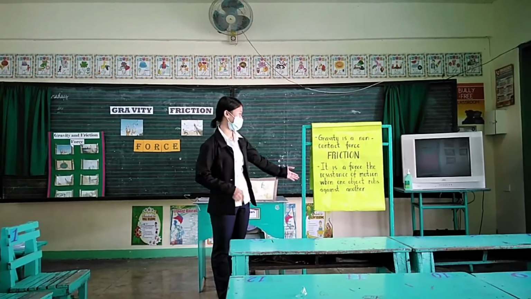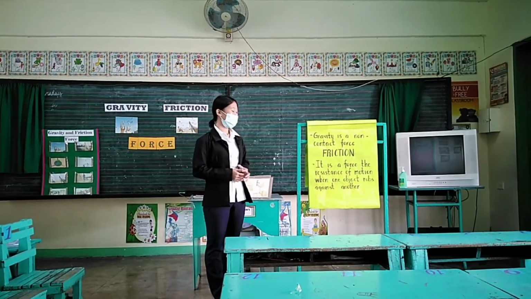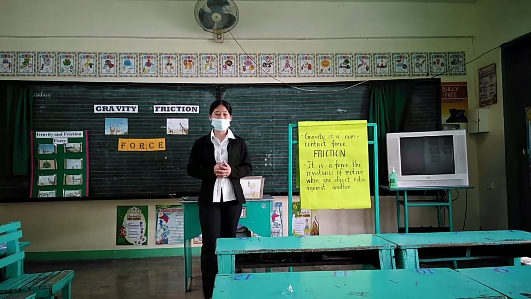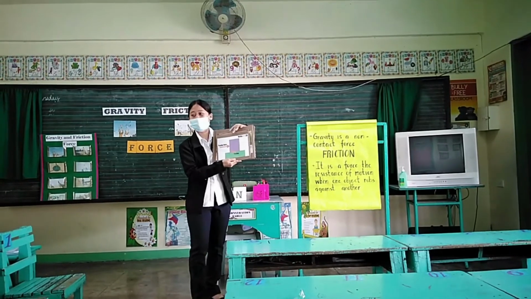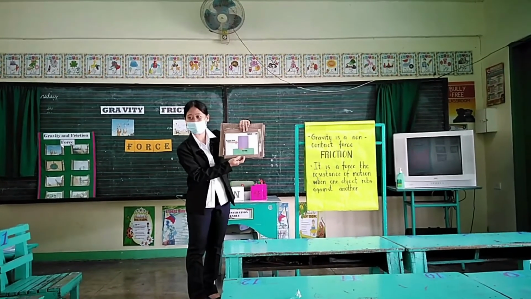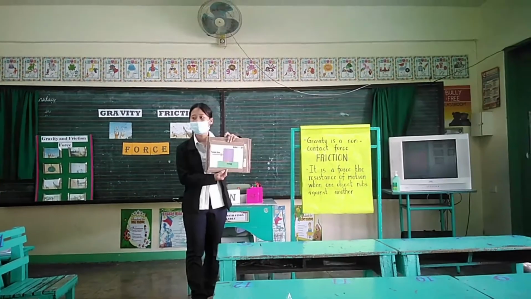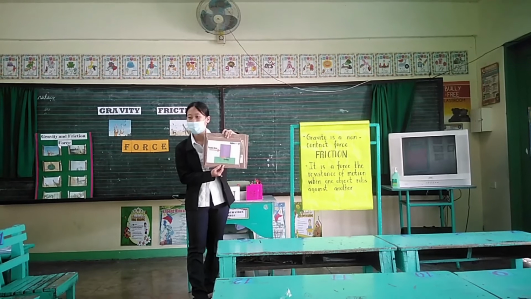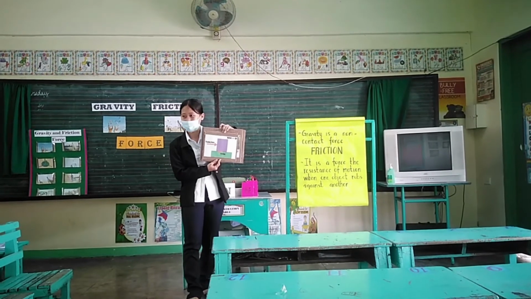Lei, can you please read the first sentence? Okay, thank you. So in other words, friction is a force that opposes the motion of any surfaces that are in contact. As you can see in the picture, the direction of the moving object is to the right, and there is friction that opposes the motion. Understand, class? Okay. Take note that friction is a contact force that results when two bodies or objects are in direct contact or touching each other.